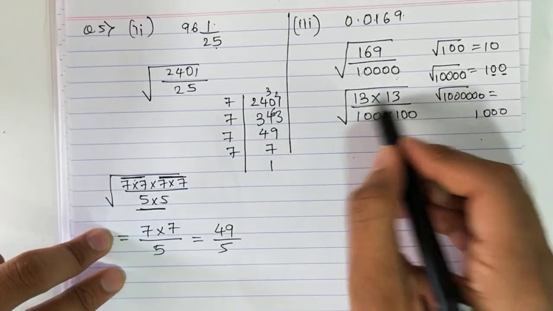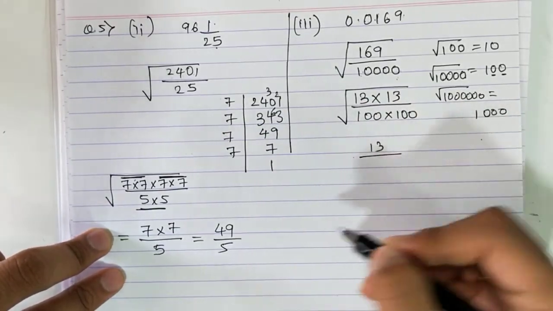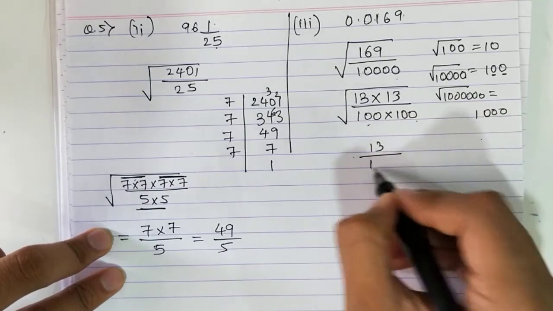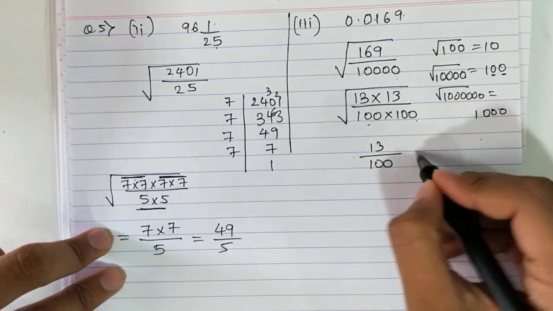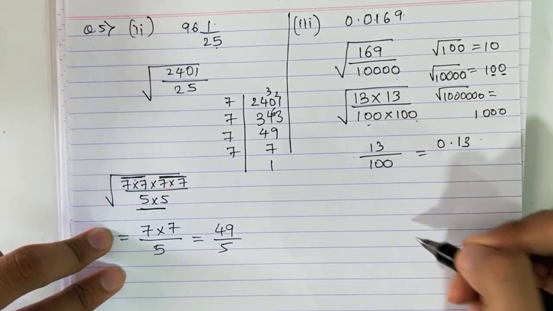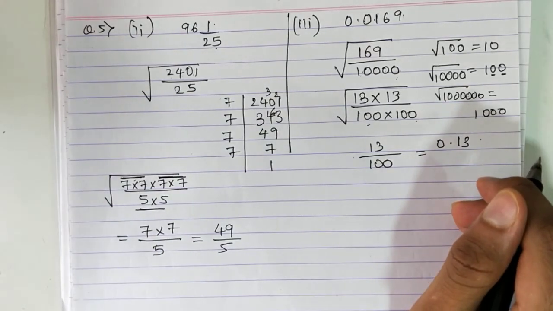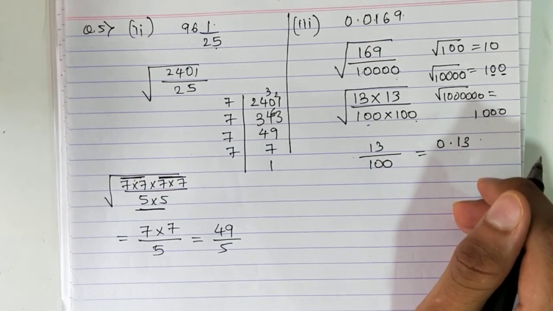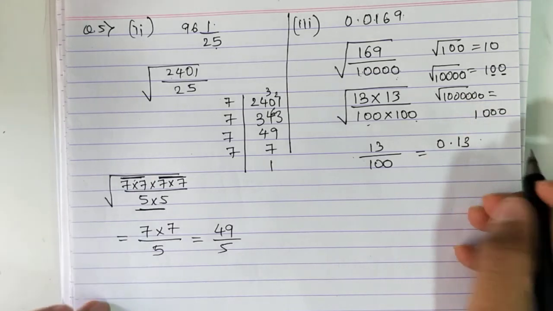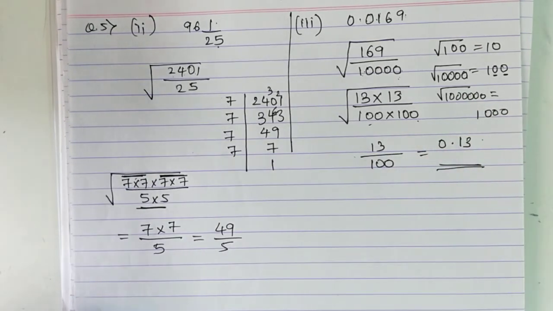Now we take the square root. So from this 13 into 13, I will take 13 here. And from this 100 into 100, I will take 100 here. So this will become 0.13. Okay, this is the answer.